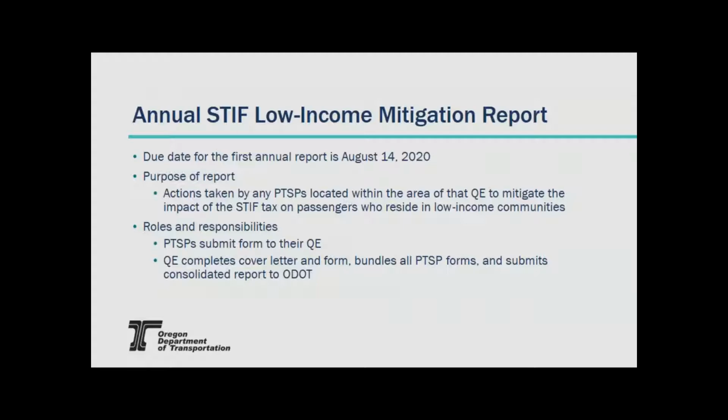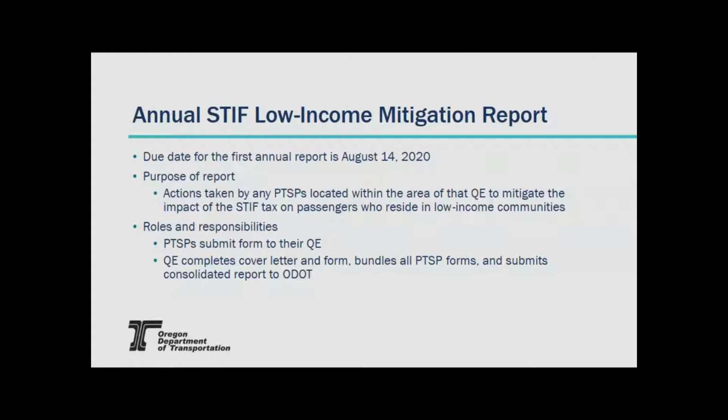So, general information about this low-income mitigation report. The due date for the first annual report is August 14, 2020, and this is to align with that cycle one formula, that fourth quarter report deadline. And the actual low-income mitigation report will be attached to that fourth quarter SPR. David went through that demonstration and showed you at the SPR level where the attachments are, and that's where we'll want this report. Again, all STIF formula and discretionary providers, including non-formula, will have to adhere to this date.